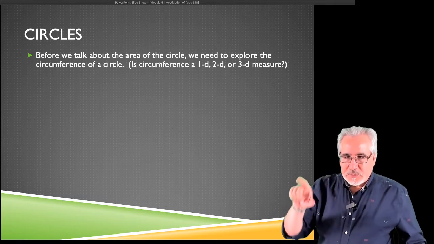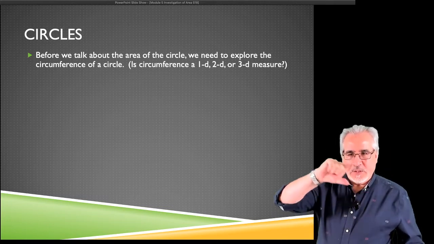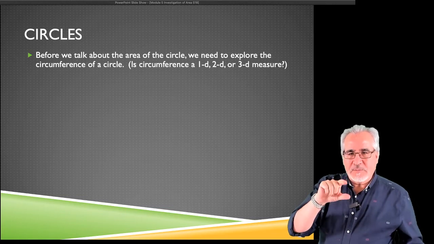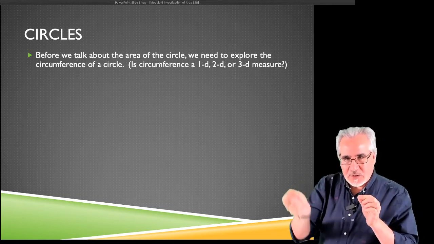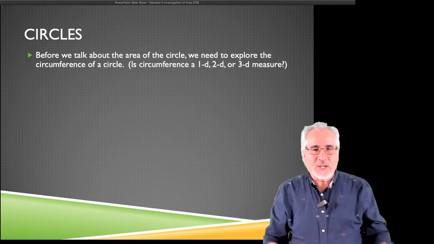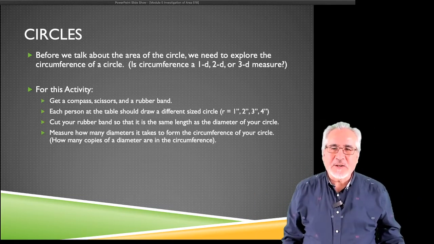And when we talk about circles, we want to talk about the circumference, the distance around the outside of a circle. And think about it, is that 1 dimension, 2 dimensions, 3? Well, it's 1 dimension. We could wrap a string around it. In fact, that's how we're going to figure it out.